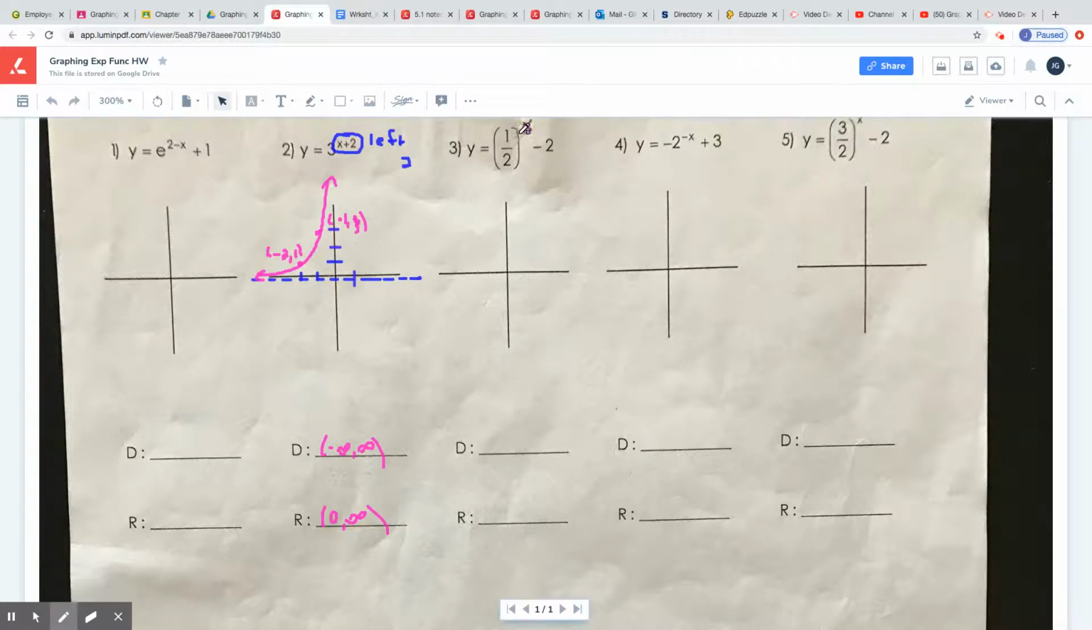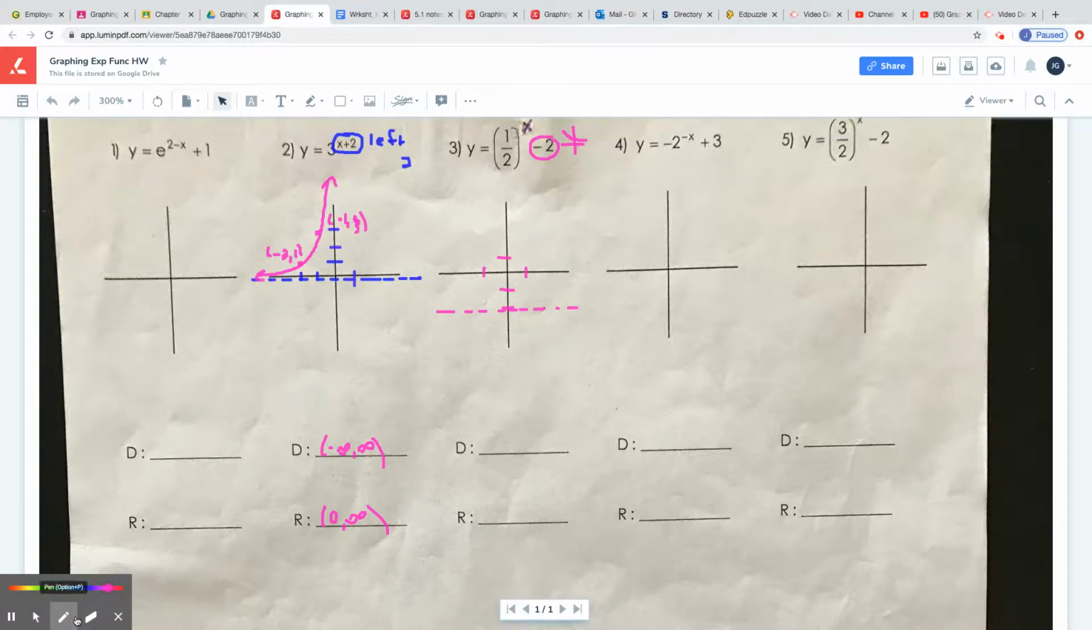All right, number 3. This is (1/2)^x minus 2. So 1/2, remember, looks a little different because we're going to be going this way. So it's going to be (0, 1) and (-1, 2) will be our points originally that we're going to move. The only thing going on here is we are moving everything down 2, which moves it up or down. Since it's negative, we're going to move down 2. So that is always your horizontal asymptote. My horizontal asymptote is at negative 2.